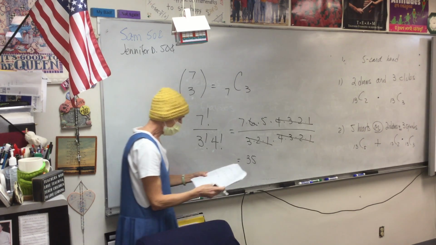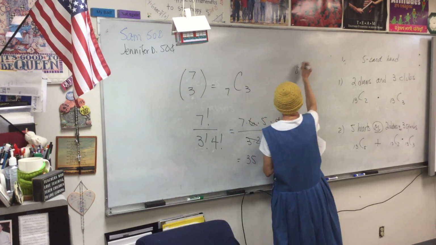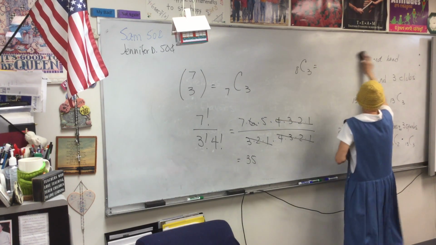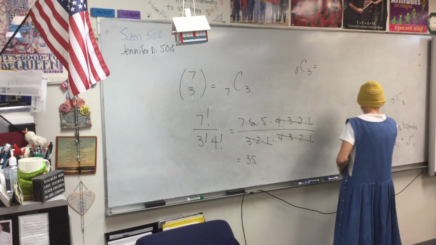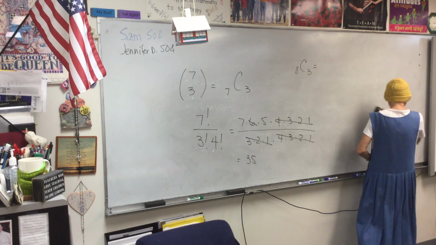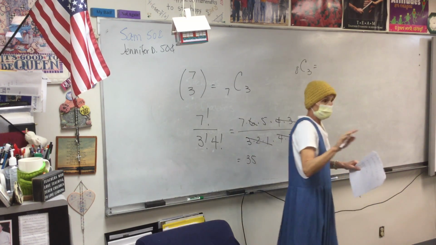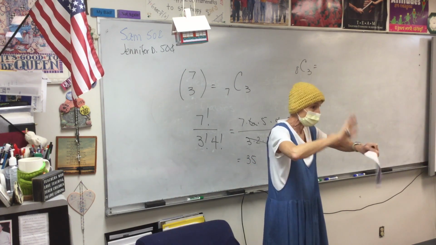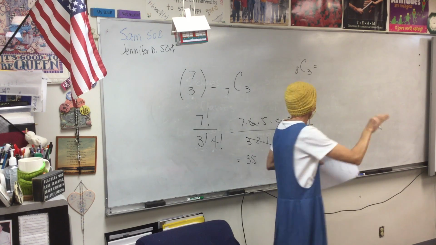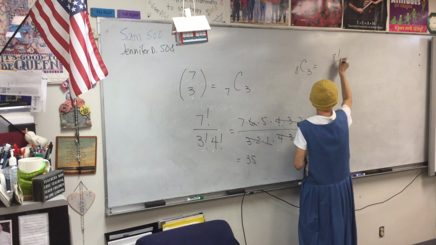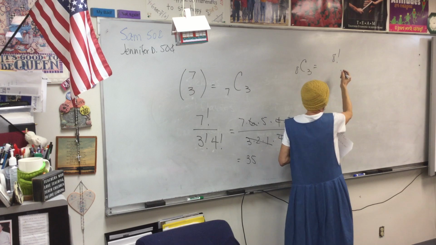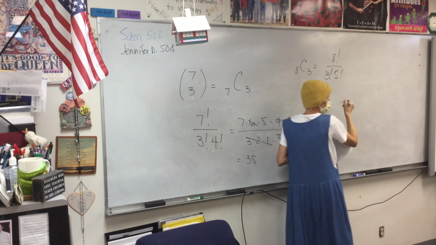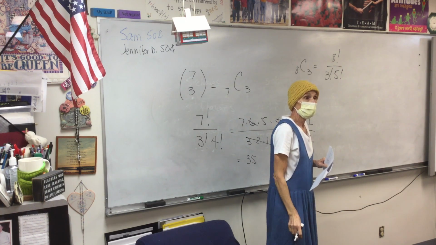Okay, so when I look at the next one, and it says 8C3, what will the setup be for 8C3 if I'm doing it by hand? If you are using your calculator, you don't worry about any of this. You just type in 8C3. But if you're doing it by hand, it would be 8 factorial divided by 3 factorial times 5 factorial. Right? How did we get the 5?